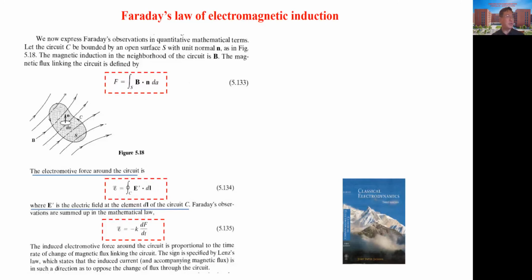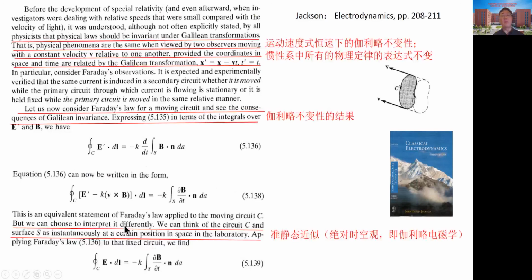So that means what? If you have a circuit, and this point charge is on the edge of the circuit, in its rest frame this is the electromotive force, so E prime. Okay, so this is the equation here. But in his text, Jackson only deals with constant moving velocity.